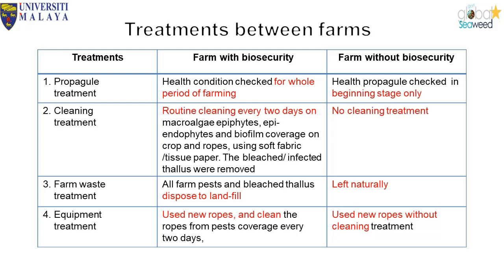For cleaning treatment, the farm with biosecurity conducted routine cleaning on seaweed crop and rope using paper tissue and or soft fabric, and the bleached infected thallus was also removed. On the other side, no cleaning treatment was made in the farm without biosecurity measures. Farm waste was disposed to landfill for the farm with biosecurity treatment, while the other farm left it naturally. New rope was used for both farms, but only the biosecurity farm cleaned the rope of pest coverage.